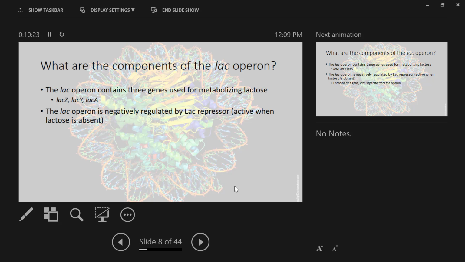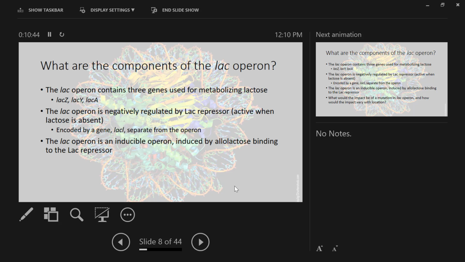Default position is in the off position. And so it is what you would call negatively regulated by the repressor. Its default position is off, but when lactose is present, you have some allolactose that interferes with the repressor and switches it to on. There's a separate gene that codes for the repressor. And so this is an inducible operon, and again, induced by the sugar that needs to be metabolized.